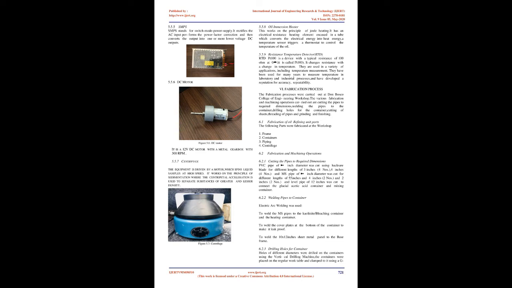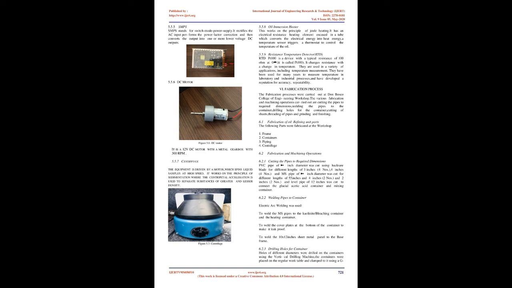6. Fabrication process. The fabrication processes were carried out at Don Bosco College of Engineering Workshop. The various fabrication and machining operations carried out are cutting the pipes to required dimensions, welding the pipes to the container, drilling holes for the container, cutting of sheets, threading of pipes, and grinding and finishing. 6.1 Fabrication of oil refining unit parts. The following parts were fabricated at the workshop: 1 frame, 2 containers, 3 piping, 4 centrifuge. 6.2 Fabrication and machining operations.